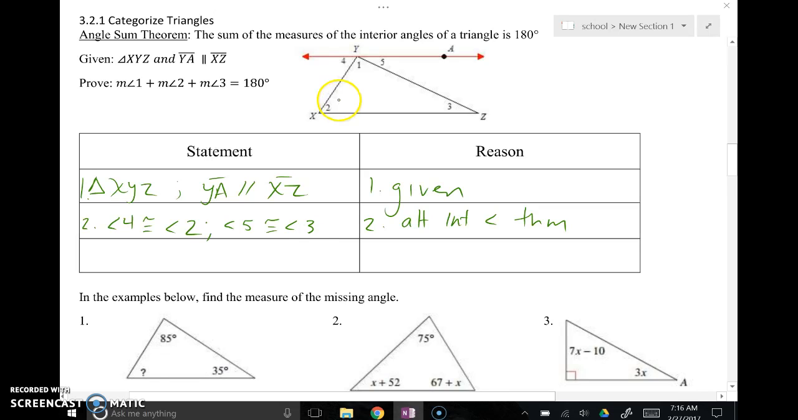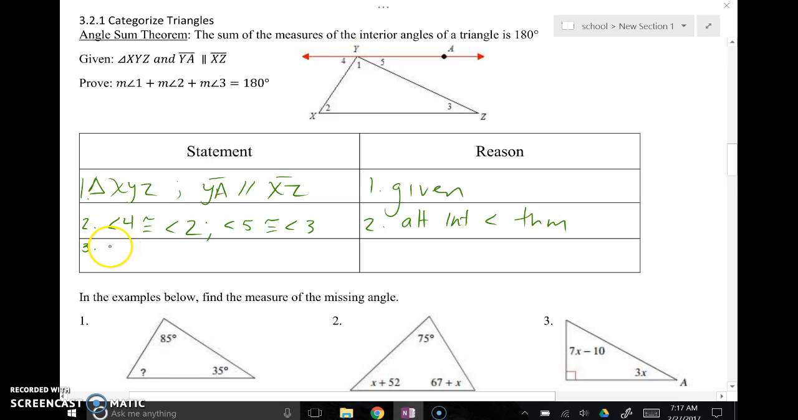Alright, so now I know that angle 4 and angle 2 are congruent, and angle 5 and angle 3 are congruent. Well, we talked about how 4, 1, and 5 should add up to 180. Now 4 and 2, 5 and 3 are the same, so I can replace those. So I'm actually going to end up splitting this into 2 steps. So let's do this real quick.